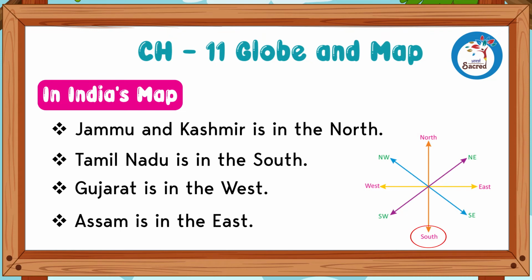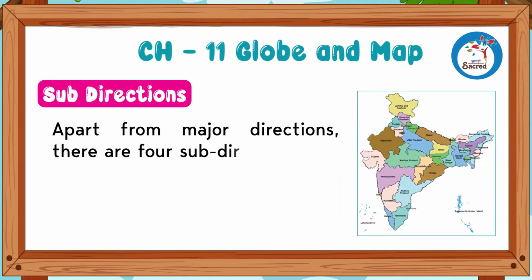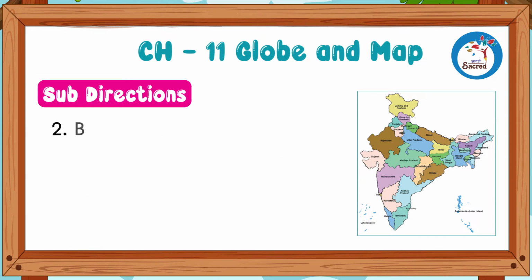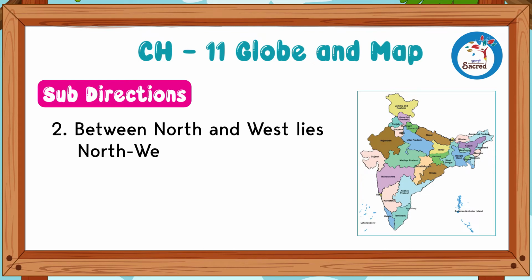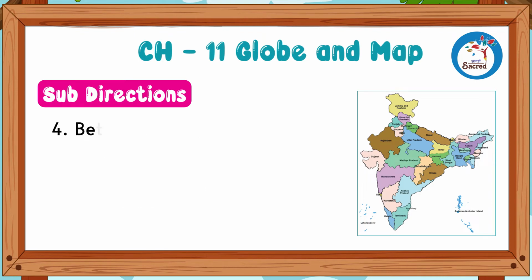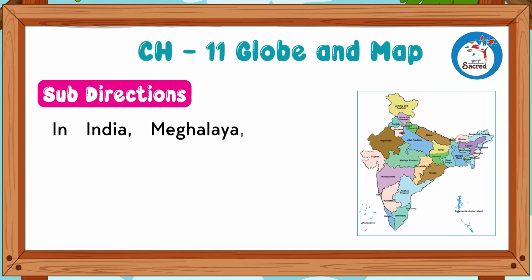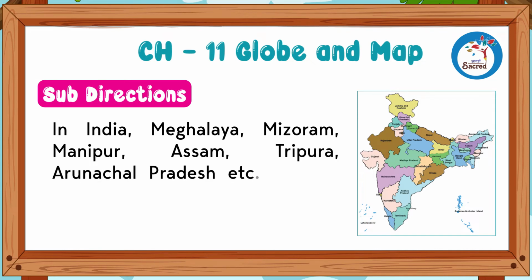North, south, east, west, northwest, northeast, southeast, southwest. Subdirections. Apart from major directions, there are 4 subdirections. 1. Between north and east lies northeast. 2. Between north and west lies northwest. 3. Between south and east is southeast. 4. Between south and west is southwest. In India, Meghalaya, Mizoram, Manipur, Assam, Tripura, Arunachal Pradesh, etc.